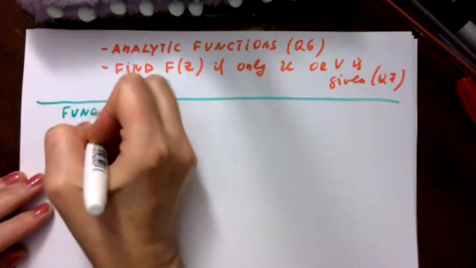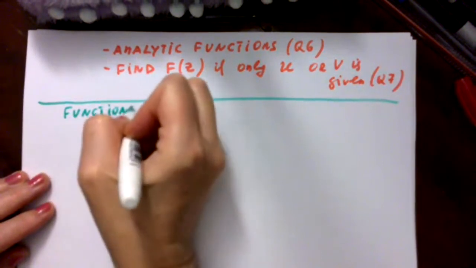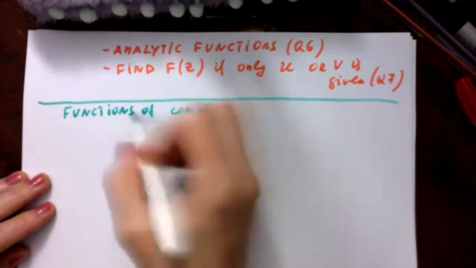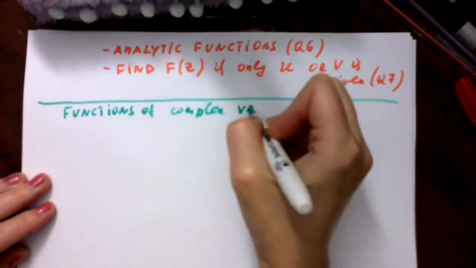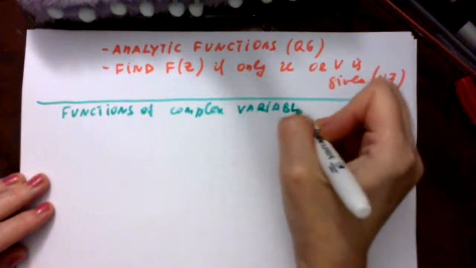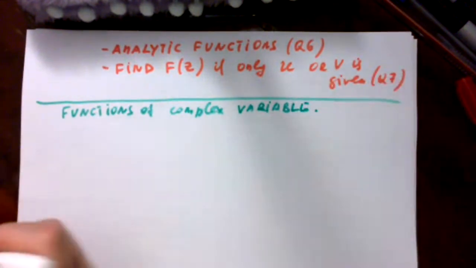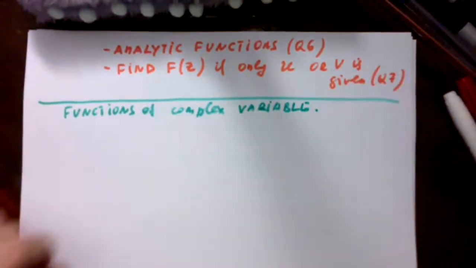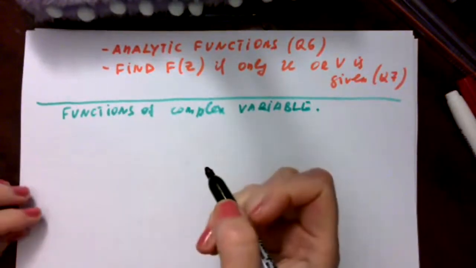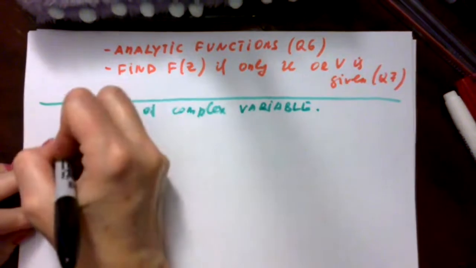Functions of complex variables. It's like an introduction to these two topics. Oh, sorry for my handwriting. I wrote something really messy here. Okay, so what is this thing called a complex variable function?